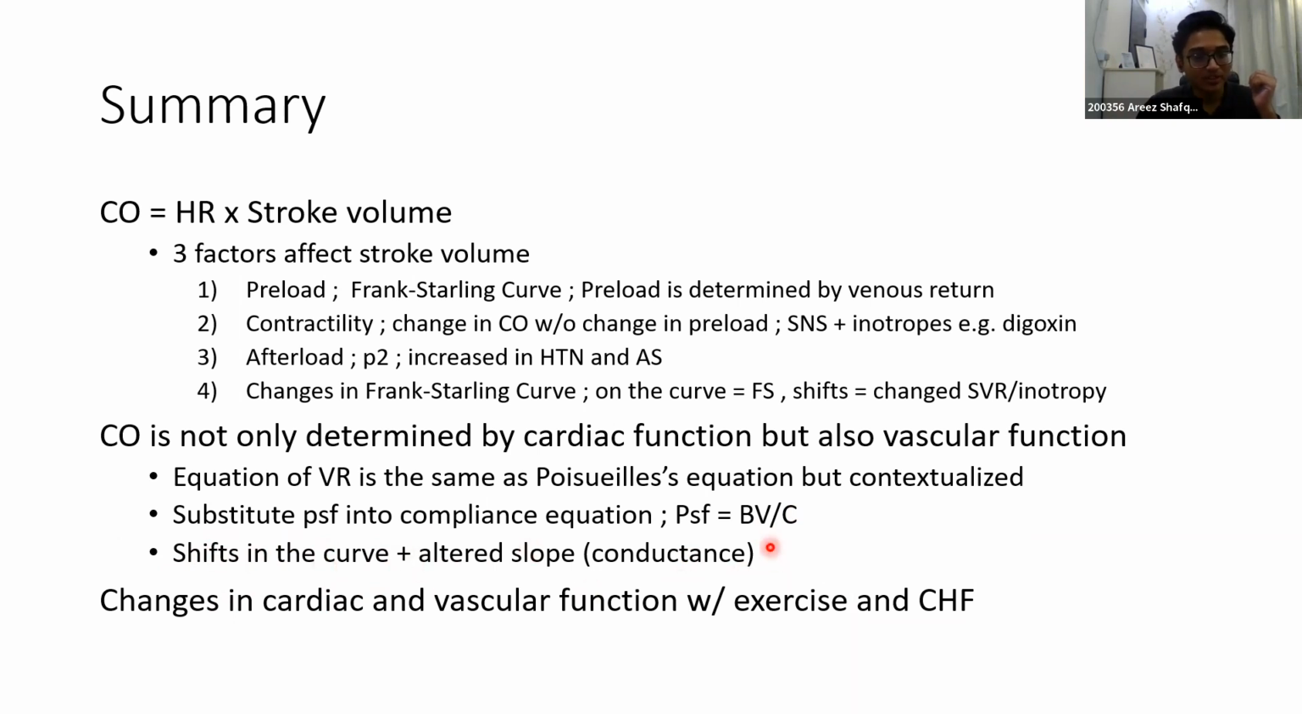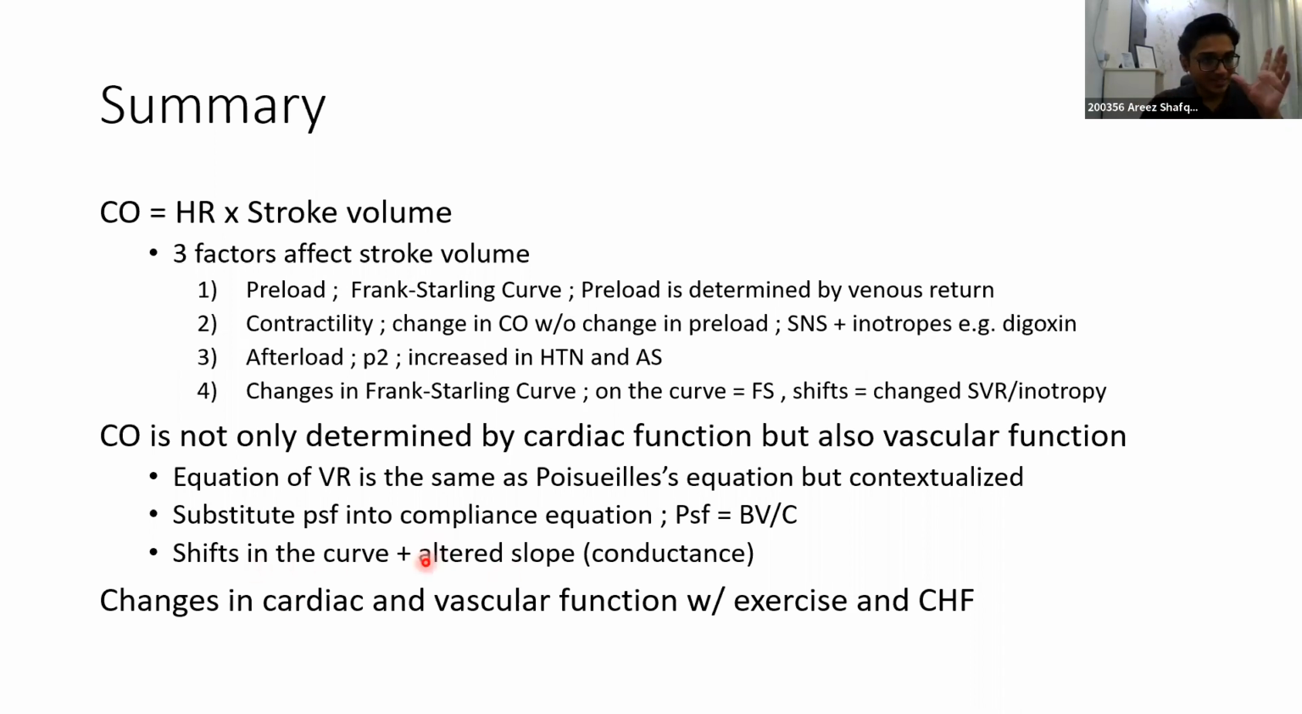Then we talked about the altered slope. The slope is the conductance. If the slope decreases, conductance decreases, resistance increases. That means I vasoconstricted the arterioles. If the slope increases, that means conductance increased, and so I decreased resistance. That means I vasodilated. And we also said that systemic vascular resistance alters both cardiac and venous function.